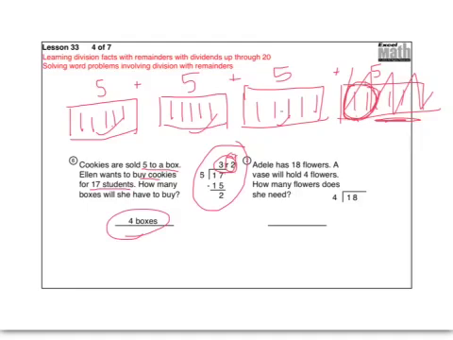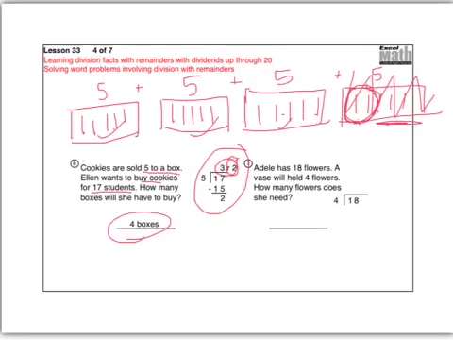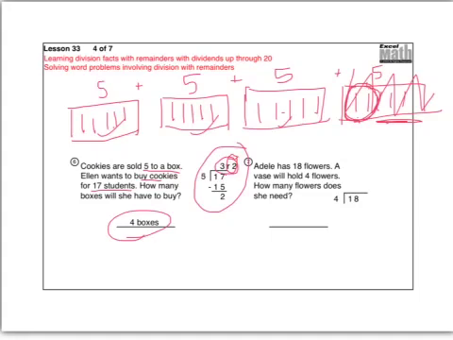So notice I didn't add the 3 and 2 together. I thought about the reason for what I'm doing. I said, well, this 3 means I have to have 3 boxes of cookies, and then the 2 is that there are 2 cookies left over, or 2 kids that need to have a whole other box there.